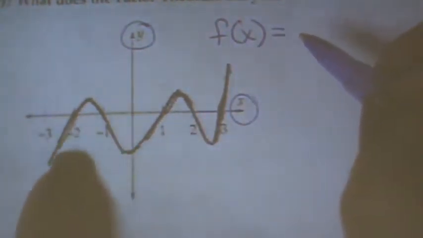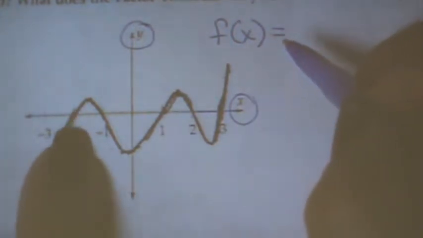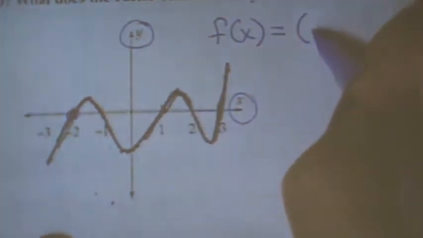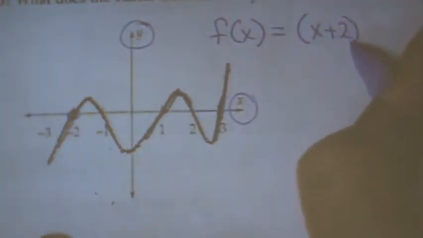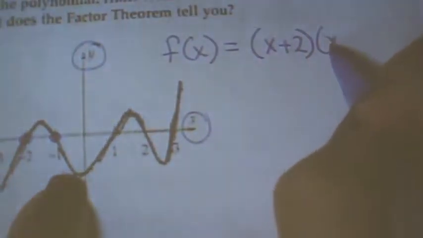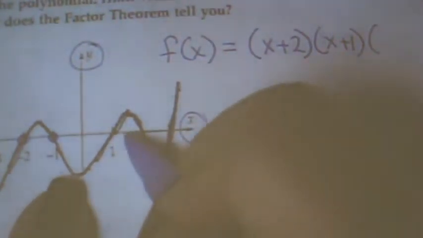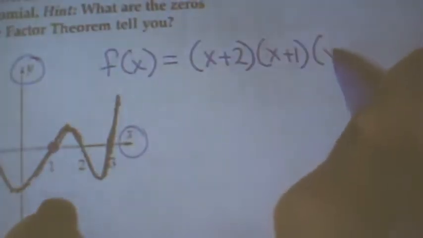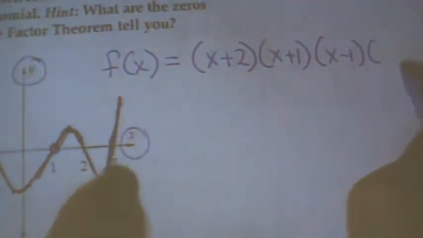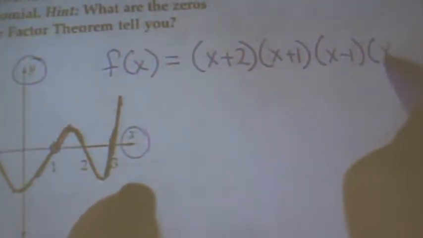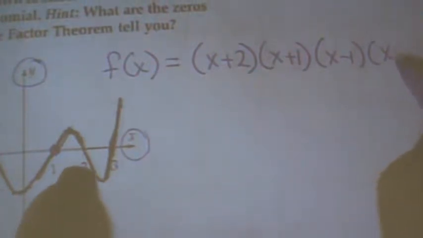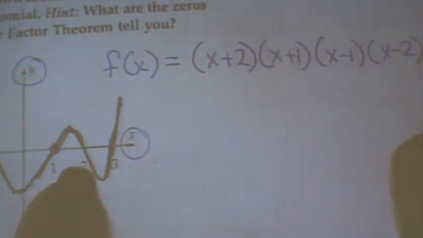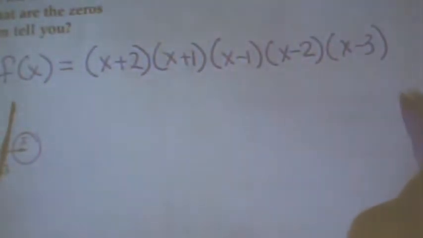Let's start with the left 0. What is that 0? -2. So how are you going to write this? X plus 2. What's your next 0? X plus 1. What's your next 0? X minus 1. And then x minus 2, yep. And then x minus 3. Now you don't have to multiply this out. Leave it like that.